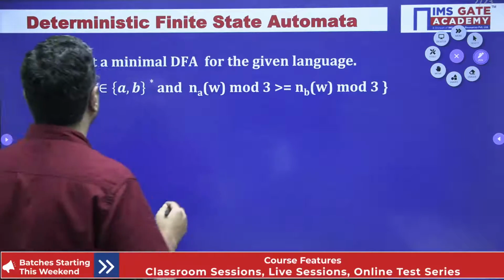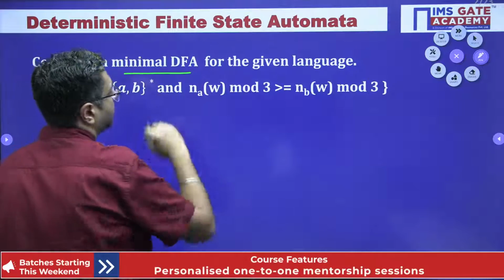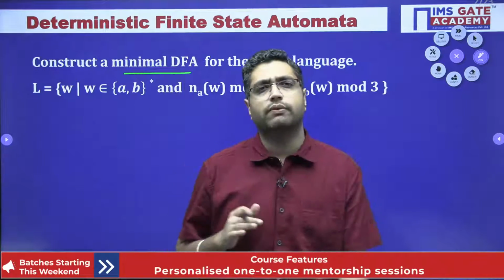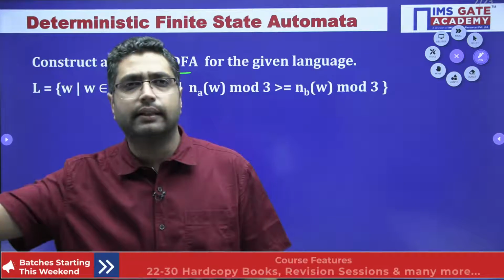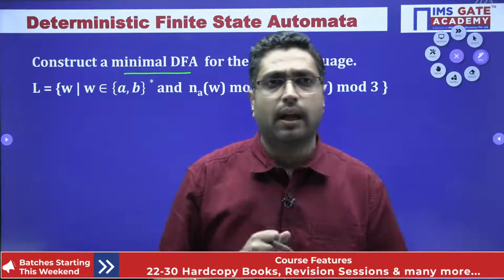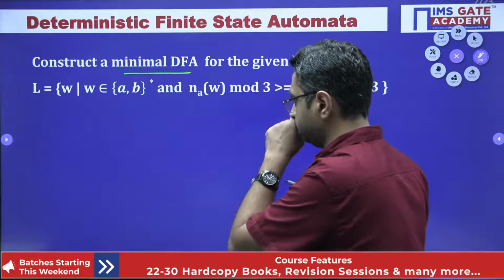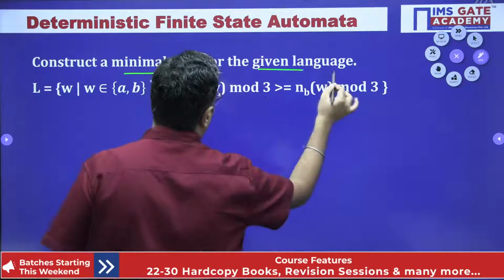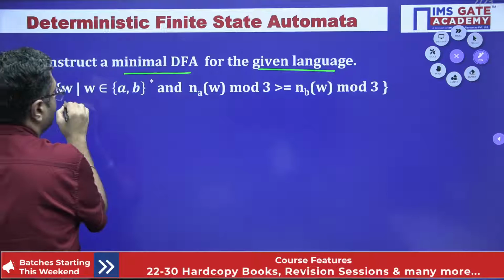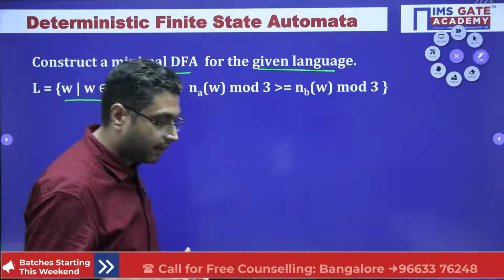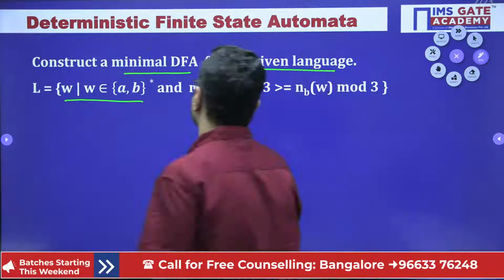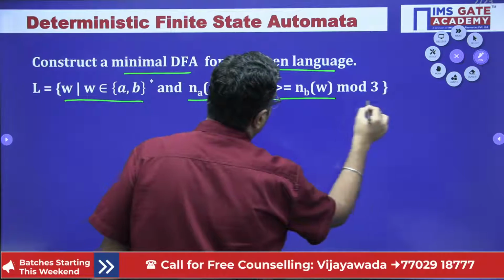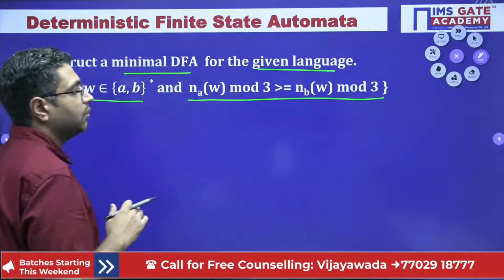The question says, construct a minimal DFA. Why minimal DFA? Because we want the DFA which has fewer states than any other DFA which can be made for the same language. So construct a minimal DFA for the given language, where W belongs to {a, b}star, that is, W is a subset of sigma star. What is being asked is: number of A's in W mod 3 is greater than or equal to number of B's in W mod 3.